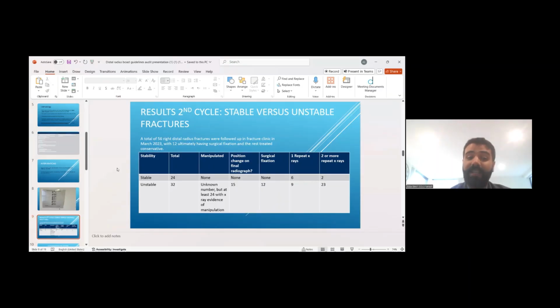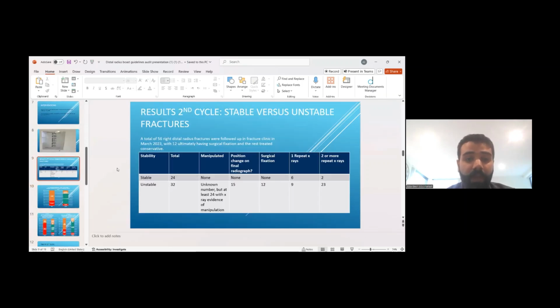We also had 32 patients with unstable fractures. Position change occurred in 15 patients after the initial presentation, and 12 patients ended up having an operation. Nine patients had at least 1 X-ray, and 23 patients had 2 or more X-rays. The total study was 56 patients seen in fracture clinic, and 12 patients ended up having fixation.